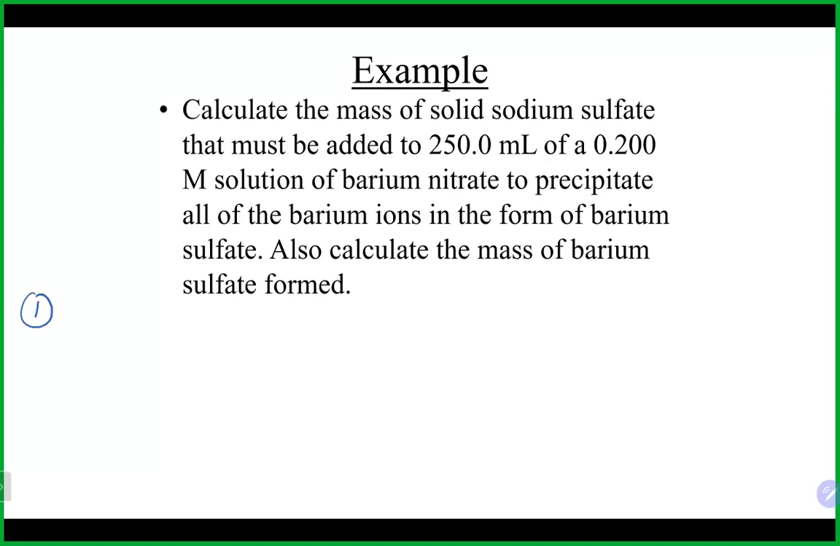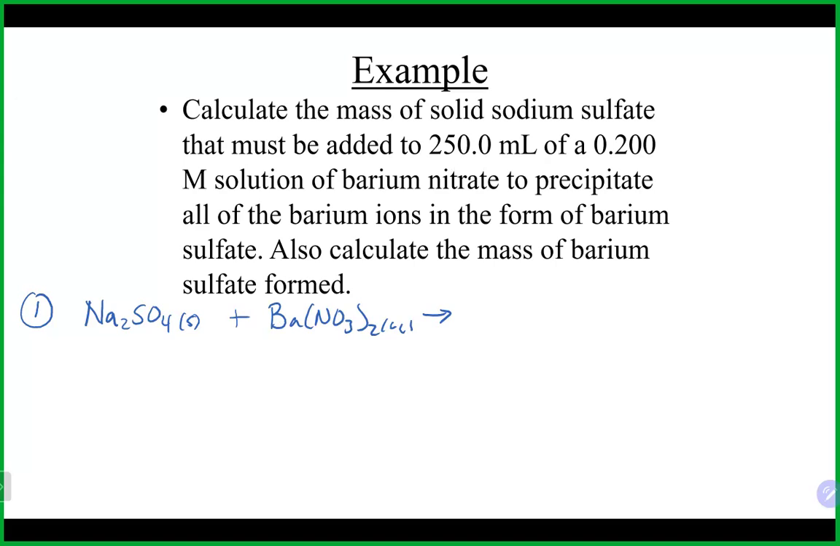So we have everything in words. As we've talked about previously, we want to make sure that we get the correct formulas first and then balance. So we want sodium sulfate. Sodium is +1, sulfate is -2, and that gives me a proper formula of Na2SO4 that needs to be added to barium nitrate. Barium is +2, nitrate is -1, which means when I put that together properly, I should have a formula that looks something like this, Ba(NO3)2.